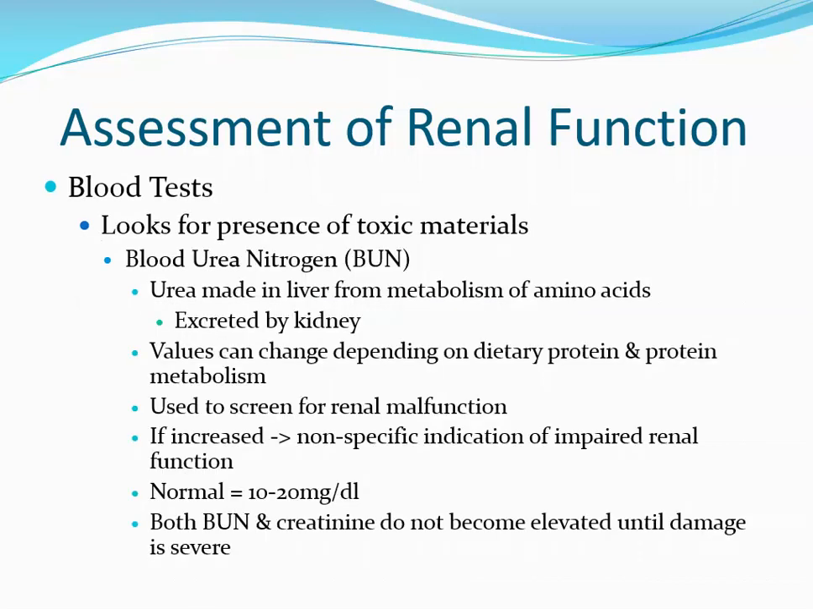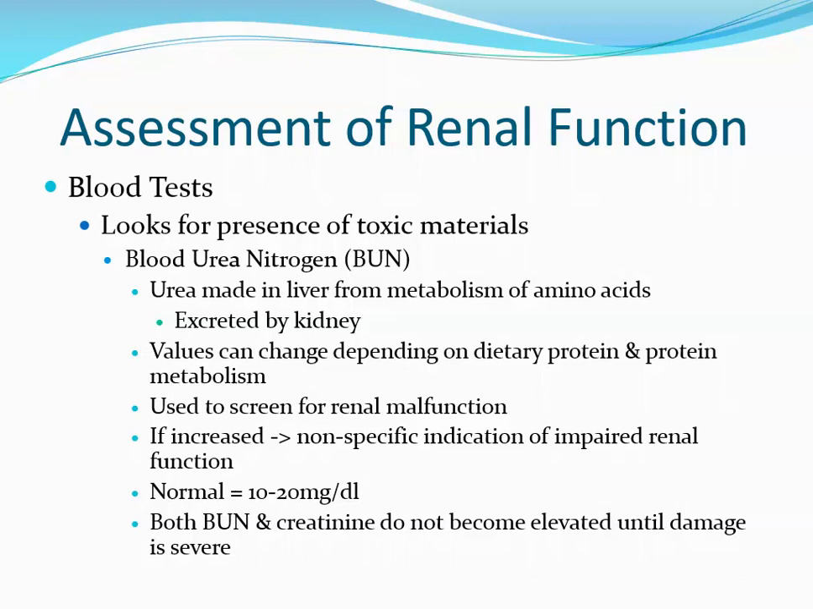Another material is blood urea nitrogen. Urea is made in the liver from the nitrogen derived from the metabolism of amino acids, and then this urea will be excreted by the kidneys. Values for urea can change depending on dietary protein intake as well as protein metabolism.